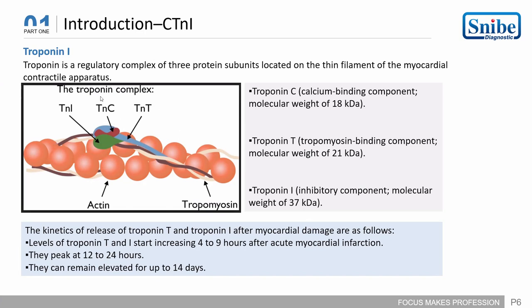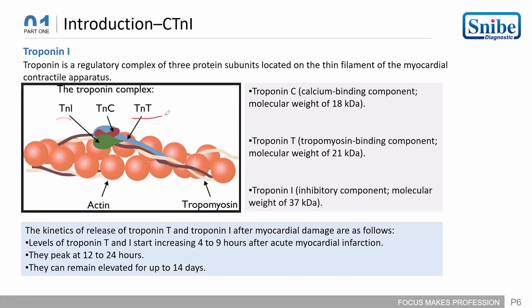So the kinetics of this troponin, the release of troponin T and troponin I after myocardial damage, are as follows. The level of troponin T and I starts increasing 4 to 9 hours after acute myocardial infarction, and the peak is reached at 12 to 24 hours. They can remain elevated up to 14 days. So the specific marker is troponin I.